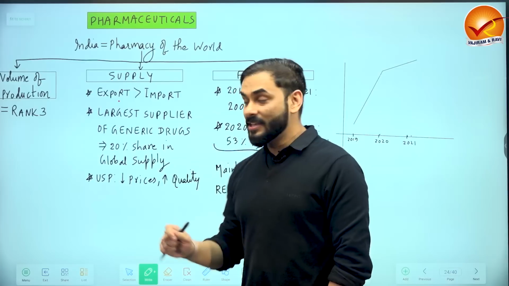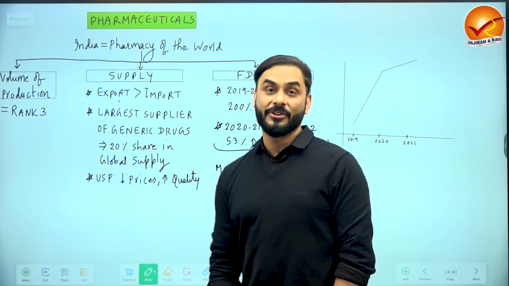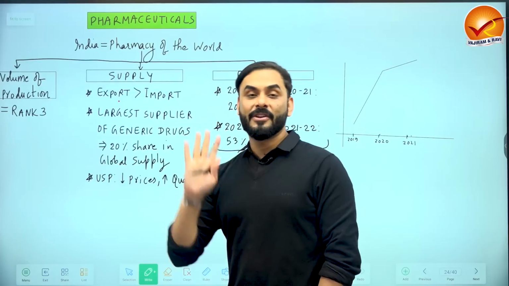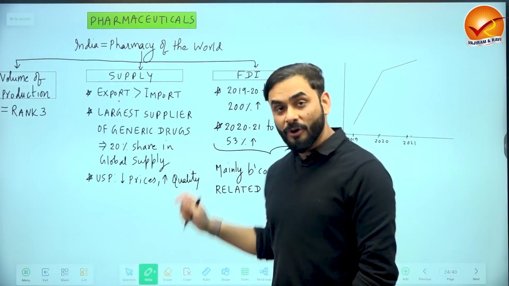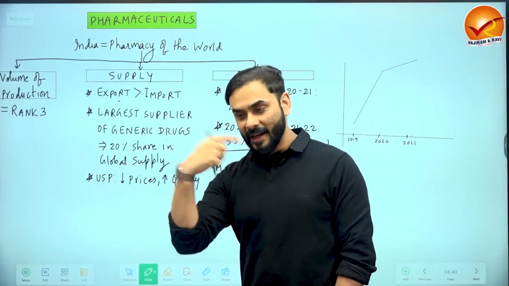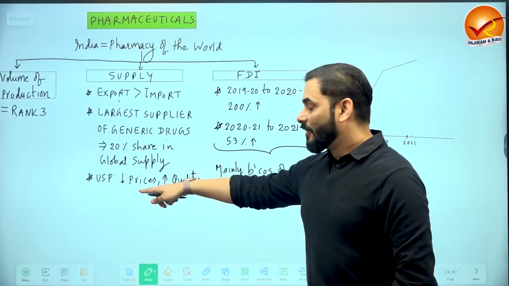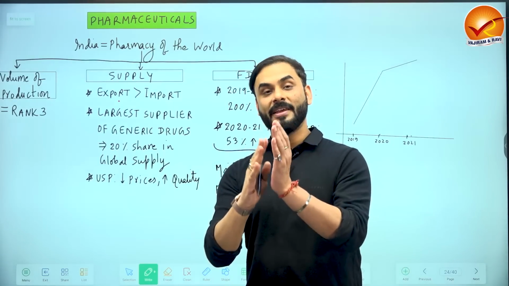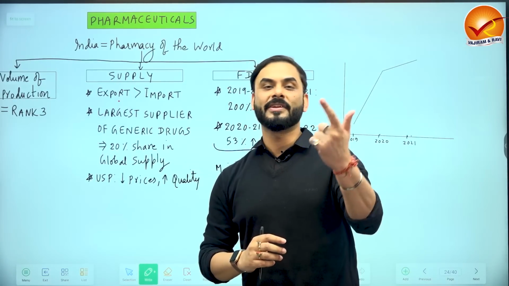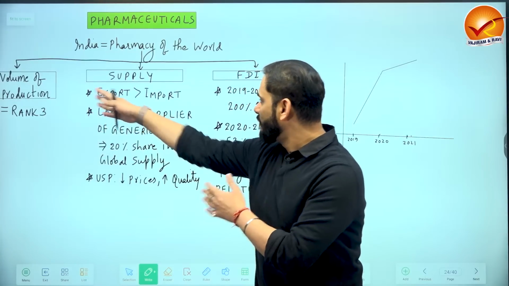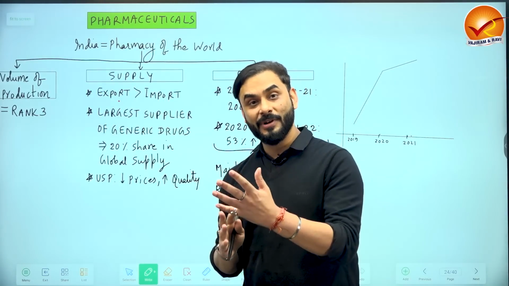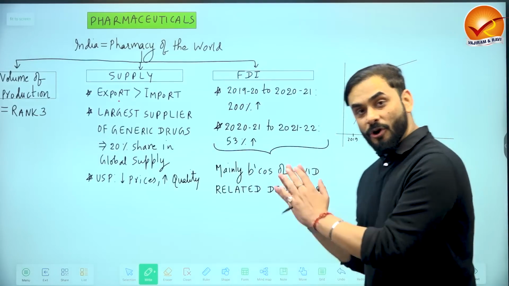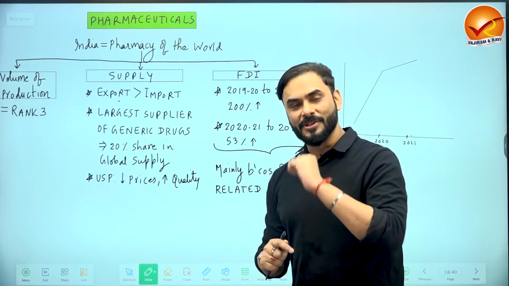India, in fact, is the largest supplier of generic drugs. Generic drugs are cheaper drugs, right? So India is the largest supplier of generic drugs in the world. 20% of the global generic drugs are Indian drugs. Now, what is the specialty of Indian medicines? The quality of Indian medicines is very good, superior, and the prices are relatively lower compared to other countries. Because of these two, India is also called the global pharmacy of the world.